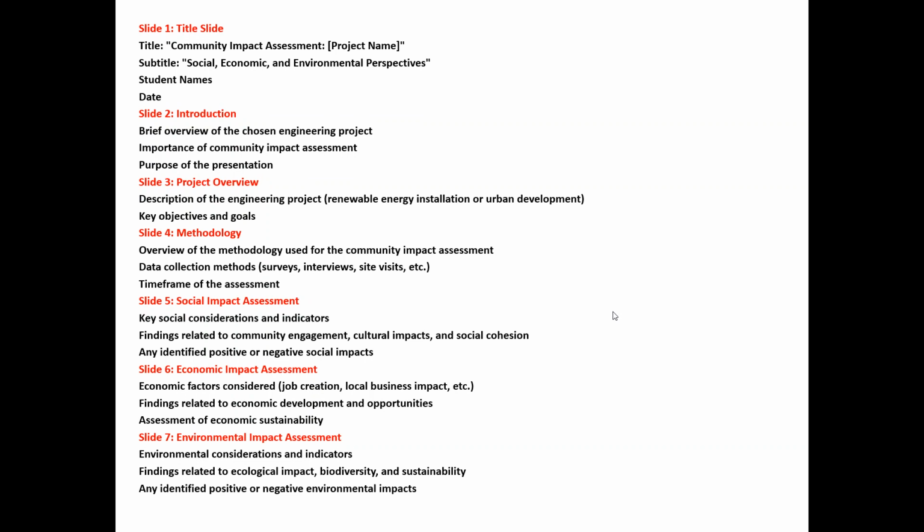Slide number 5, social impact assessment. Key social considerations and indicators, findings related to community engagement, cultural impacts, and societal cohesion. Any identified positive or negative social impact. Slide 6, economic impact assessment. Economic factors considered, job creation, local business impact, etc. Findings related to economic development and opportunities.